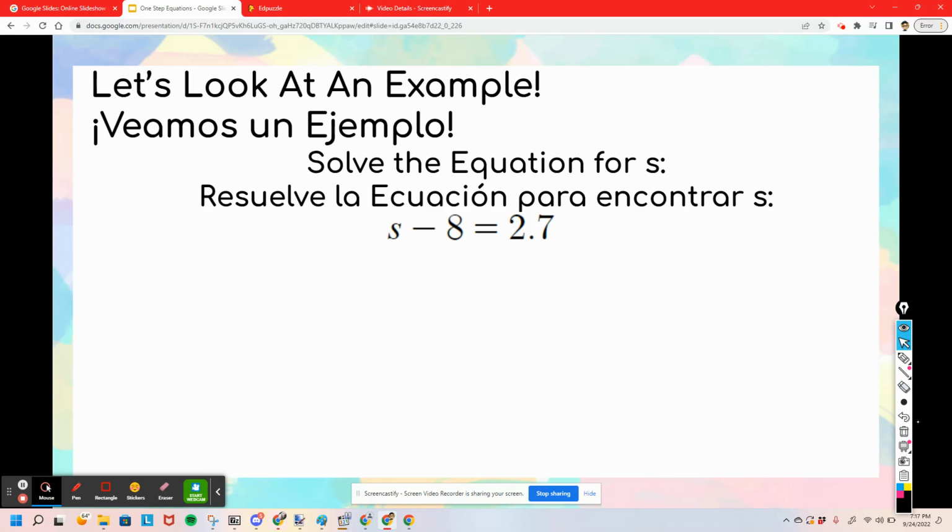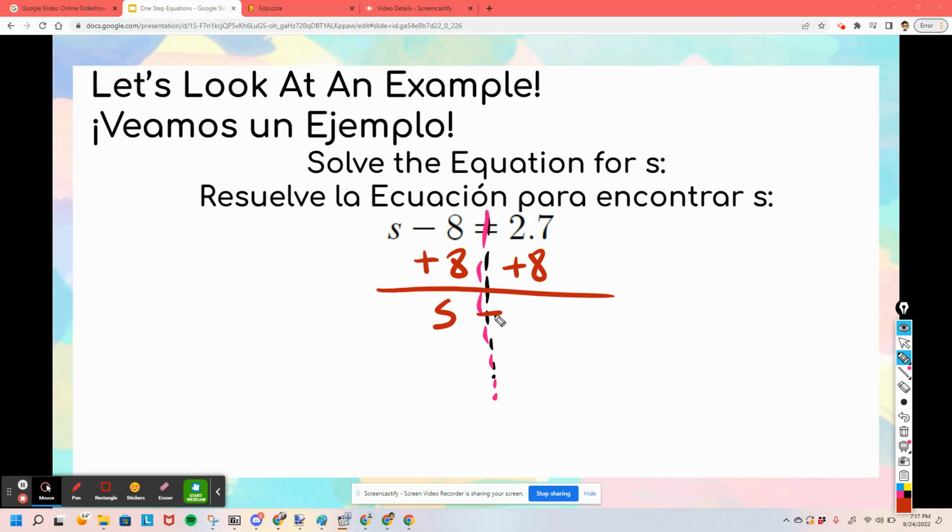All right, so we have subtraction now. Again, imaginary line. We go, what's happening to the s? Subtraction. There's a sign in between them. There's no parentheses. It's subtraction. Opposite of subtraction is addition. What you do to one side, you must do to the other. So I get s equals 10.7. Final answer.